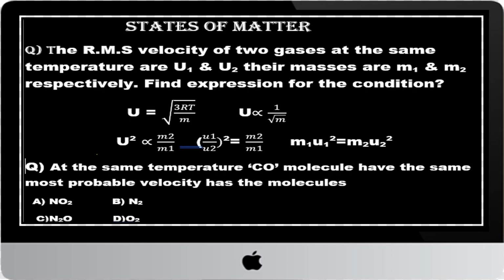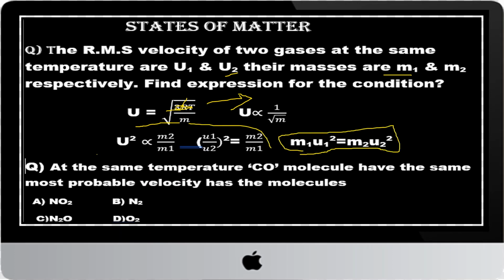Simply using the relation U equals root over 3RT by m, because they have asked about the relation between U and M. 3 is a constant, R is a constant, and the same temperature is given, so that also becomes constant. We can write U is directly proportional to 1 by root m. Based on this, for two gases, U² is proportional to 1/M, so (U1/U2)² equals M2/M1. Then it becomes M1U1² equals M2U2² by rearranging.